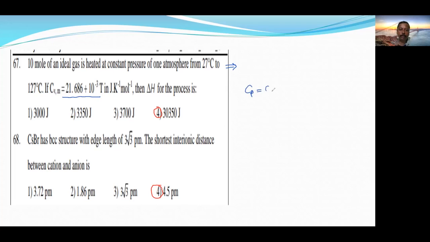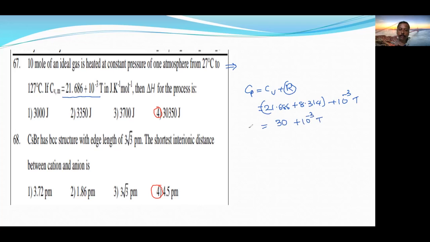What is the formula for Cp? Cp is equal to Cv plus R. Cv is already given as 21.686, and the R value is 8.314, into 10 to the power of minus 3 T. Comparing with the equation Cv plus R, only R has been added. By simplifying and adding, you get a neat number of 30, plus 10 to the power of minus 3 T.